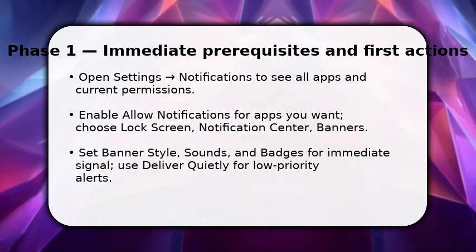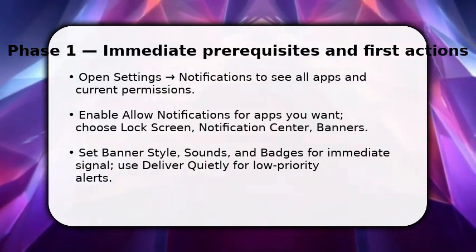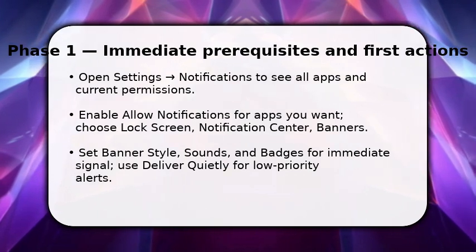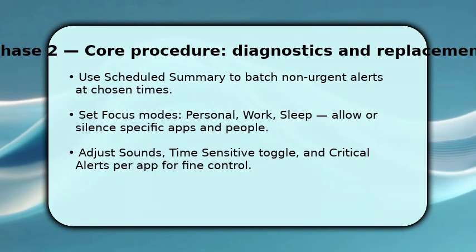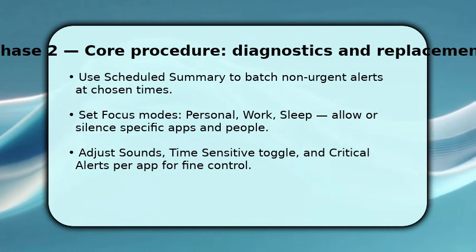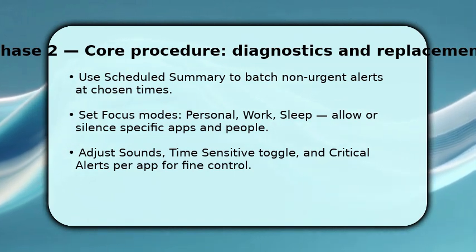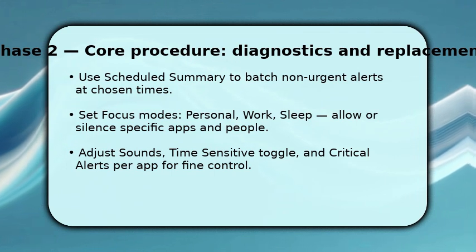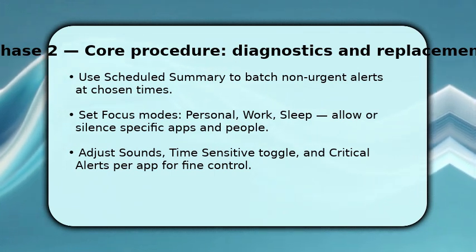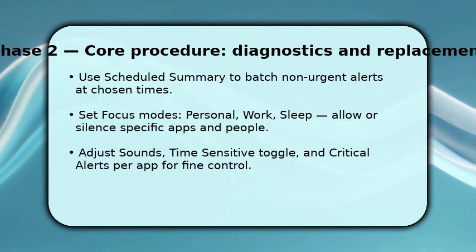Now refine how notifications behave on a daily basis. Start with Scheduled Summary to gather low-priority alerts at set times. This reduces distractions. Then configure focus modes like Work or Sleep. Pick Allowed apps and contacts so only essential notifications get through.